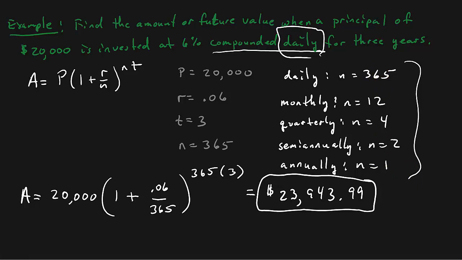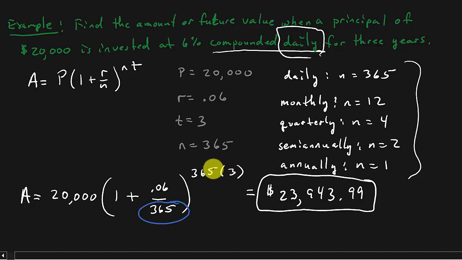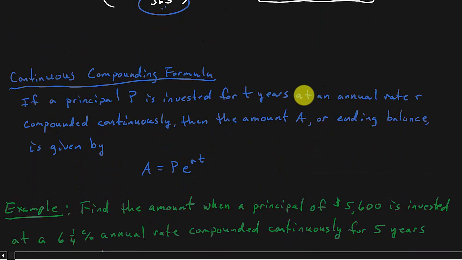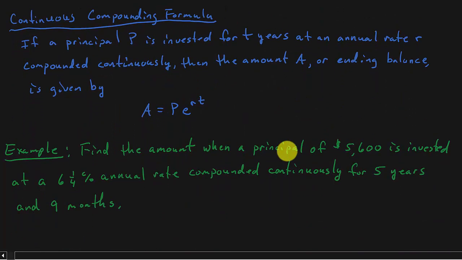Okay, the difference it would be, this number here is what N would be. If this were monthly, then this number would be 12. Quarterly, this number would be 4. Semi-annually, it would be 2. Annually, this would be 1. Okay. All right, now continuous compounding formula. So if a principal P is invested for T years at an annual rate R, compounded continuously, then the amount A, or ending balance, is given by A equals P times e to the RT.